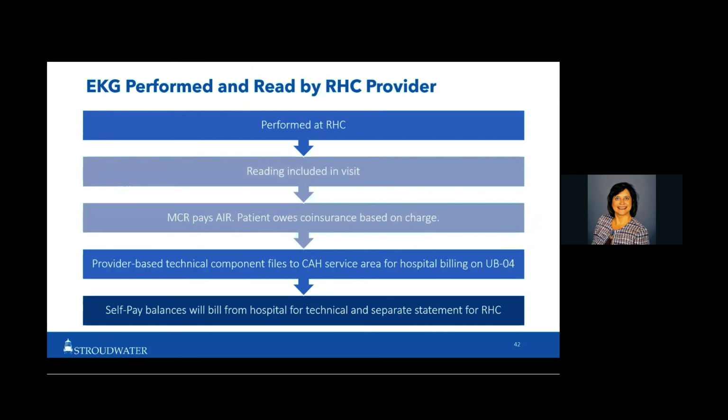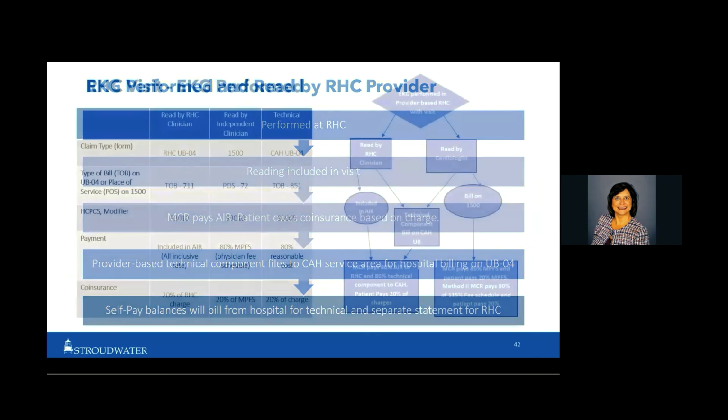So now another thing to think about, we talked about the EKGs before, where it was performed in an RHC, the reading was included in the visit, Medicare will pay the all-inclusive rate, and the patient will owe co-insurance based on the charges, provider-based technical. Well, when thinking about that, it's like, how do we separate this out? What does this really look like? How does that coding and that billing work?